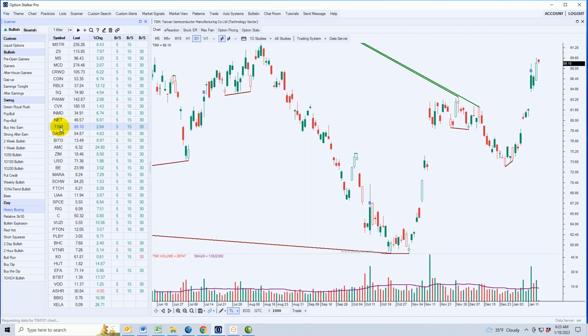And the final one we'll do is TSM. And you can see gorgeous breakdown right there. Got a breakout to the upside. TSM. Okay, this might be our pick of the day.